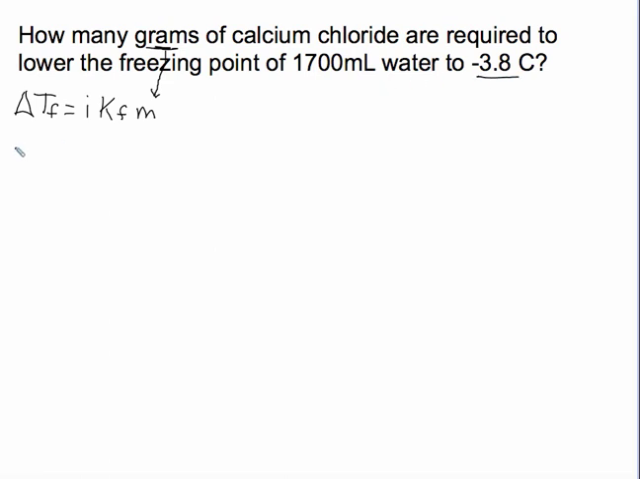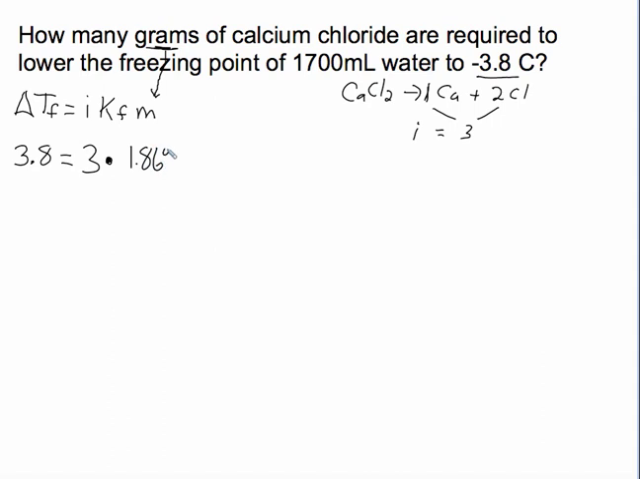Remember that the water's freezing point is 0, so the change in temperature is going to be a positive 3.8. We're going to have to get the van't Hoff factor, so we'll have to write the dissociation equation for calcium chloride. It breaks into 1 mole of calcium ion and 2 moles of chloride, so 1 plus 2 is 3, so i is equal to 3, and that goes right here. You'd have to look up the freezing point depression constant for water. That's 1.86 degrees Celsius over little m.